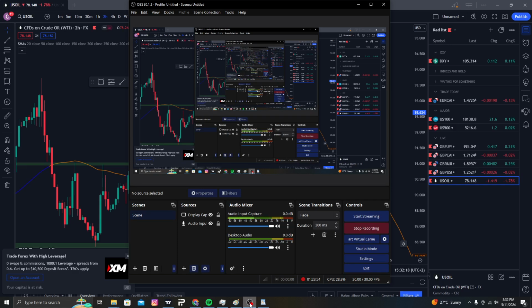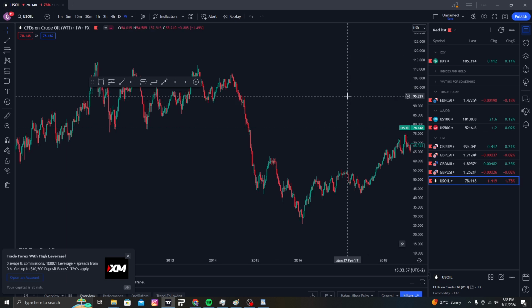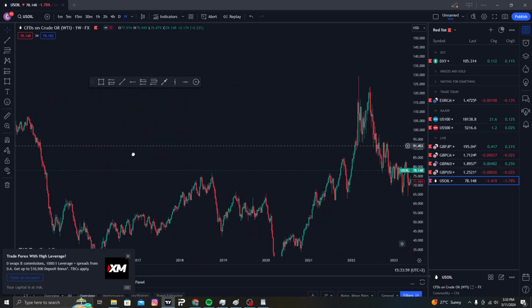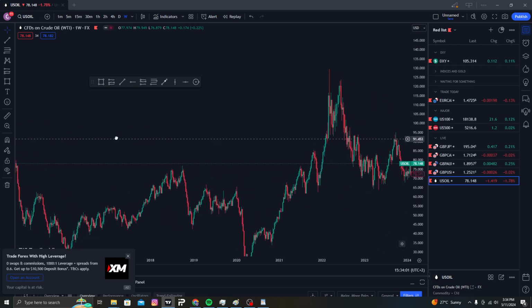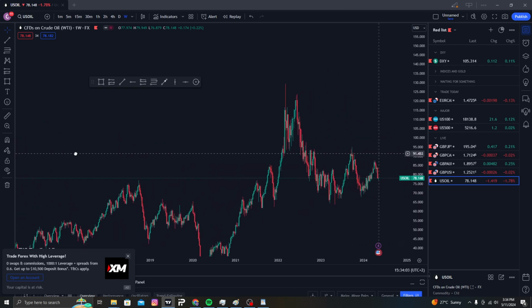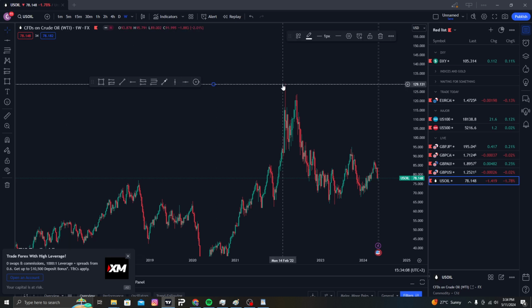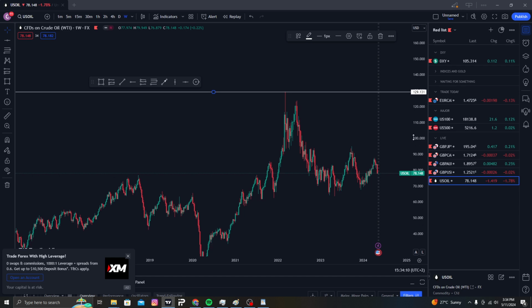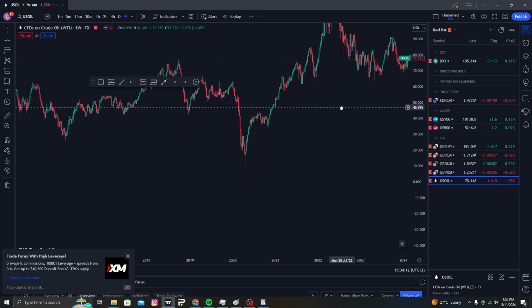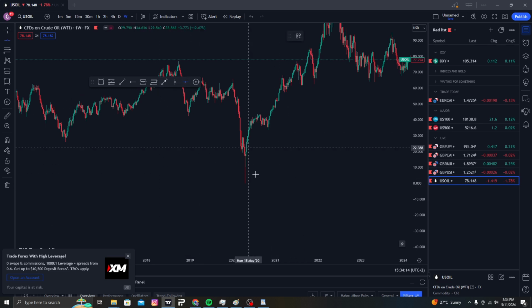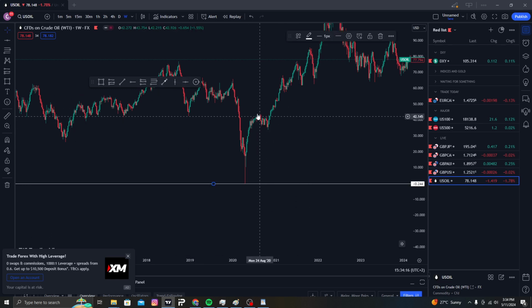Don't worry. You see, it's the weekly time frame, guys. It's not something crazy. I just put the highest level on the weekly time frame. So this is my highest level. I just use it as a guide, I don't really use it like crazy, right? These are my highest and lowest levels on the weekly time frame. That's what I use it for.